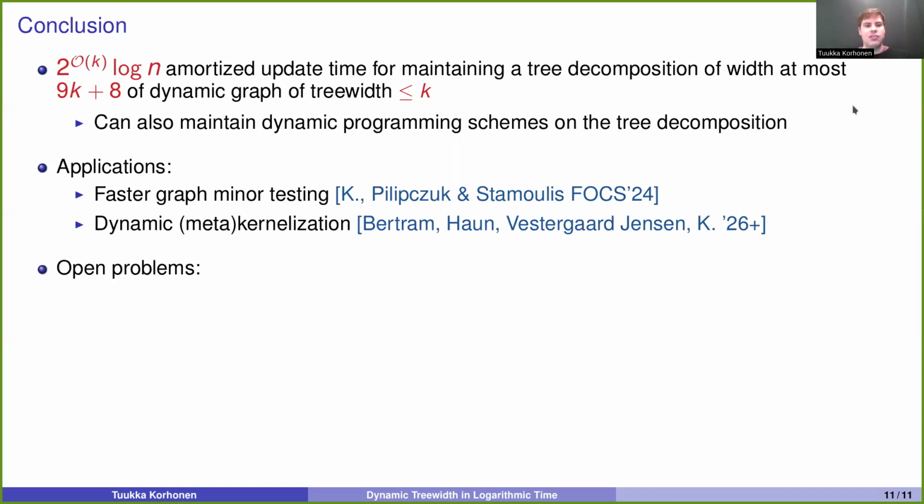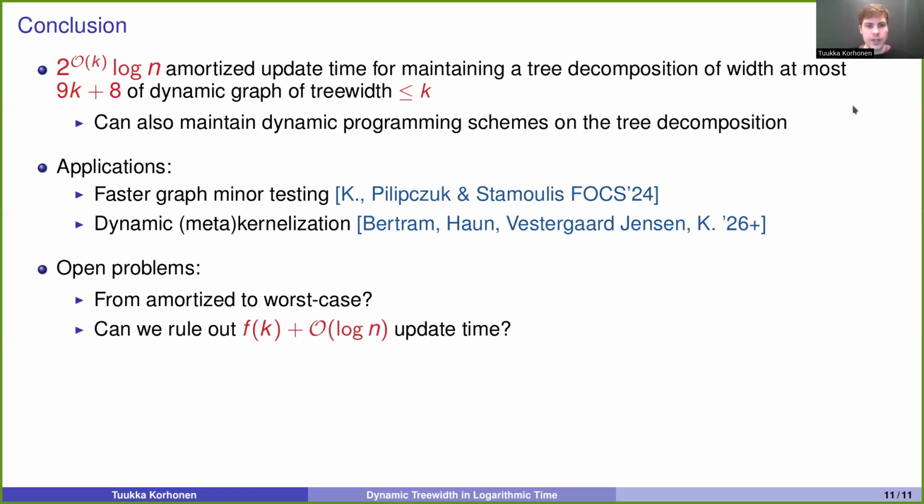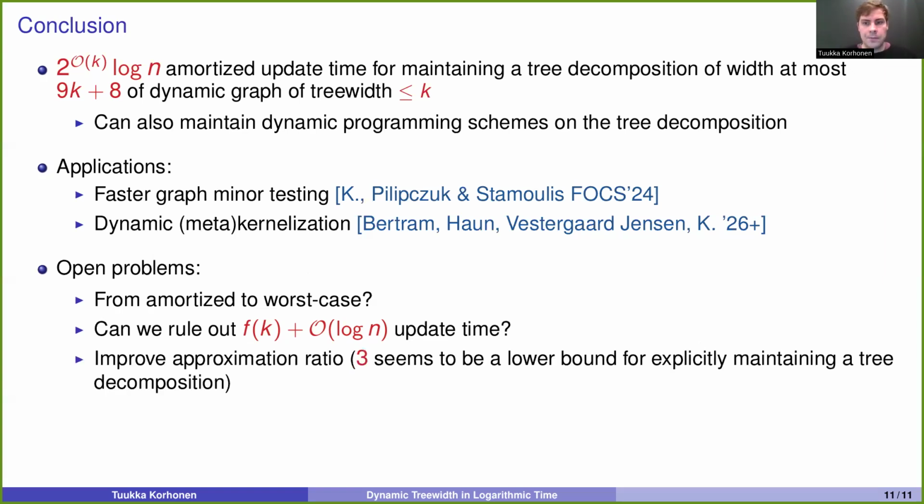Let me lastly mention some open problems. First, this is still amortized. Can we do worst case instead? Another one is, can we rule out a running time like f of k times log n? Can we rule out running time f of k plus O of log n? To me, it sounds like we shouldn't be able to do this kind of update time. So can we show a lower bound? And the last one is, can this approximation ratio of 9 be improved?